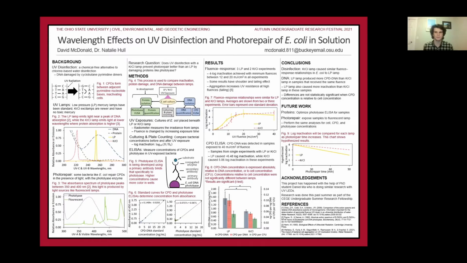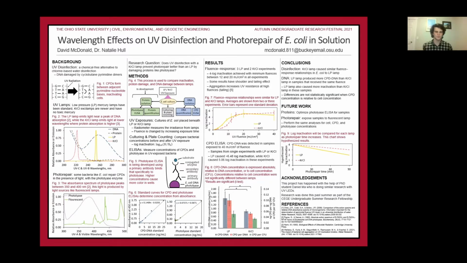I'm going to present my research on wavelength effects on UV disinfection and photorepair of E. coli in solution that I've done in Dr. Natalie Hall's lab. UV radiation can be used to disinfect water. This can limit the need for chemical disinfectants like chlorine.